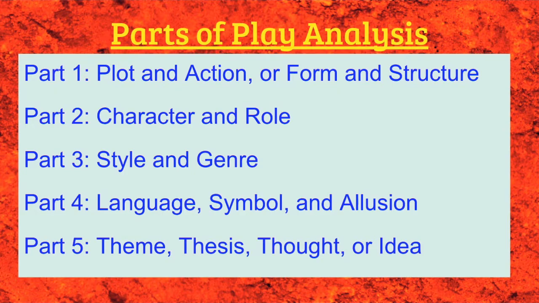There are 5 main parts of a play analysis we're going to talk about today. Part 1 is plot, action, or the form and structure. Number 2 is character and role. Number 3, style and genre. 4, language, symbolism, illusion. 5, theme, thesis, thought, or idea. So these are the 5 parts we're going to go over today.